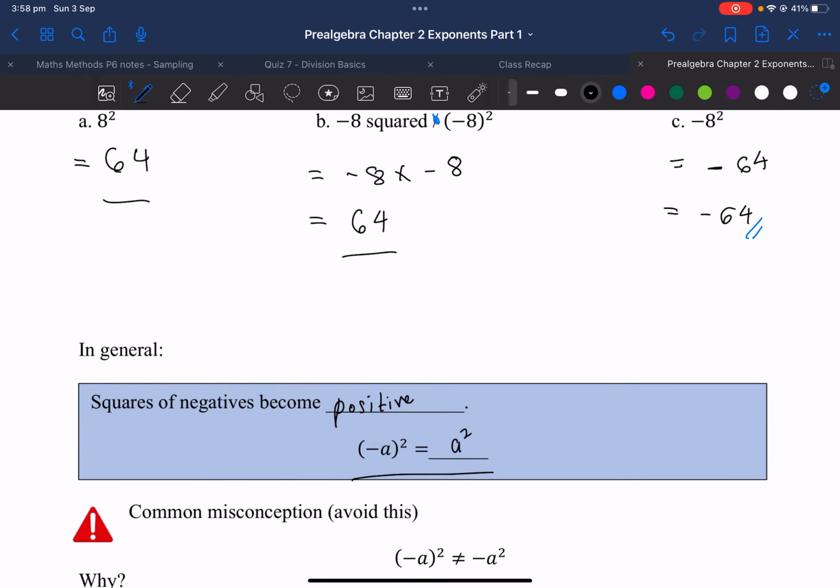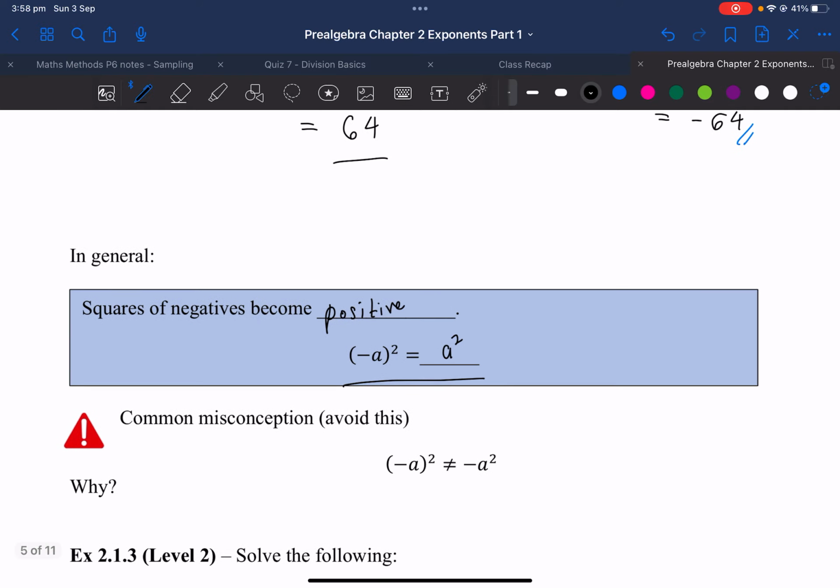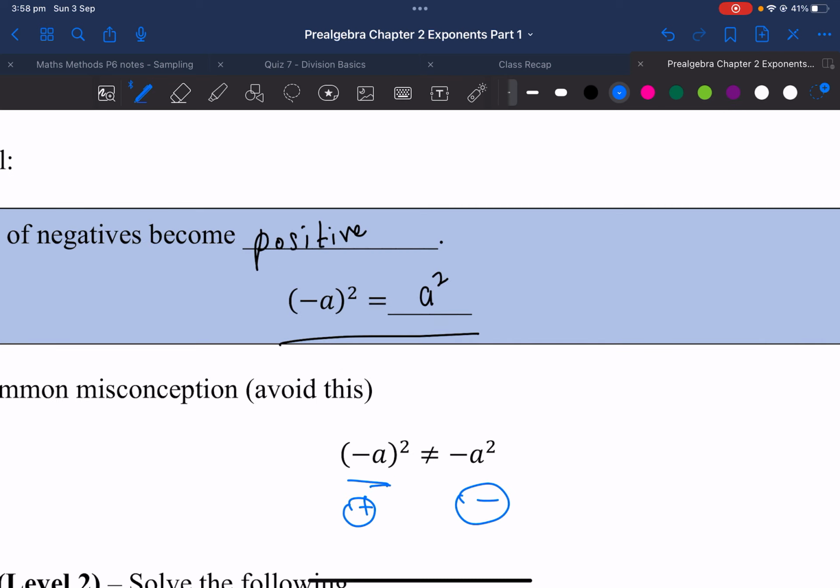So if you square the negative, you get back the square of the positive as well. The same thing, right? But this is a very common misconception we talked about already. If you square the negative, this ends up being positive, but if you square then negate, it's negative. It's the importance of the brackets. Brackets make a difference.